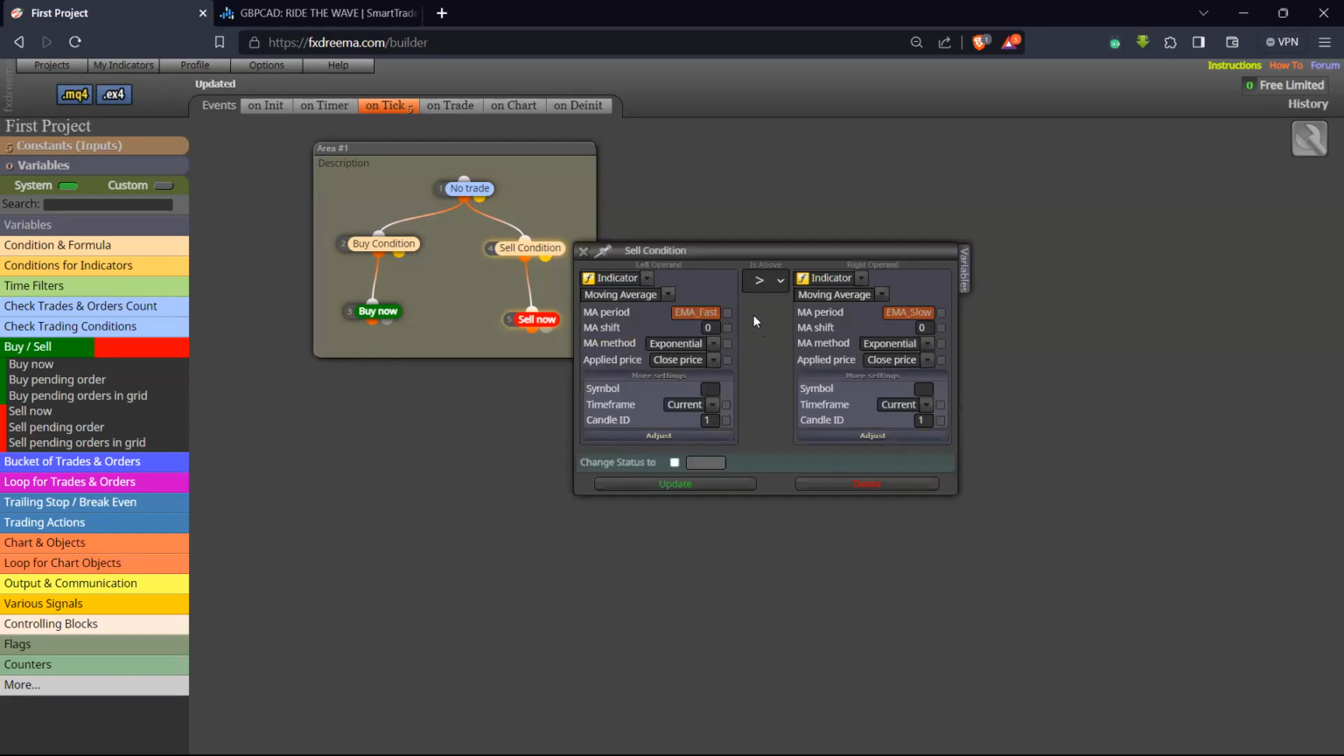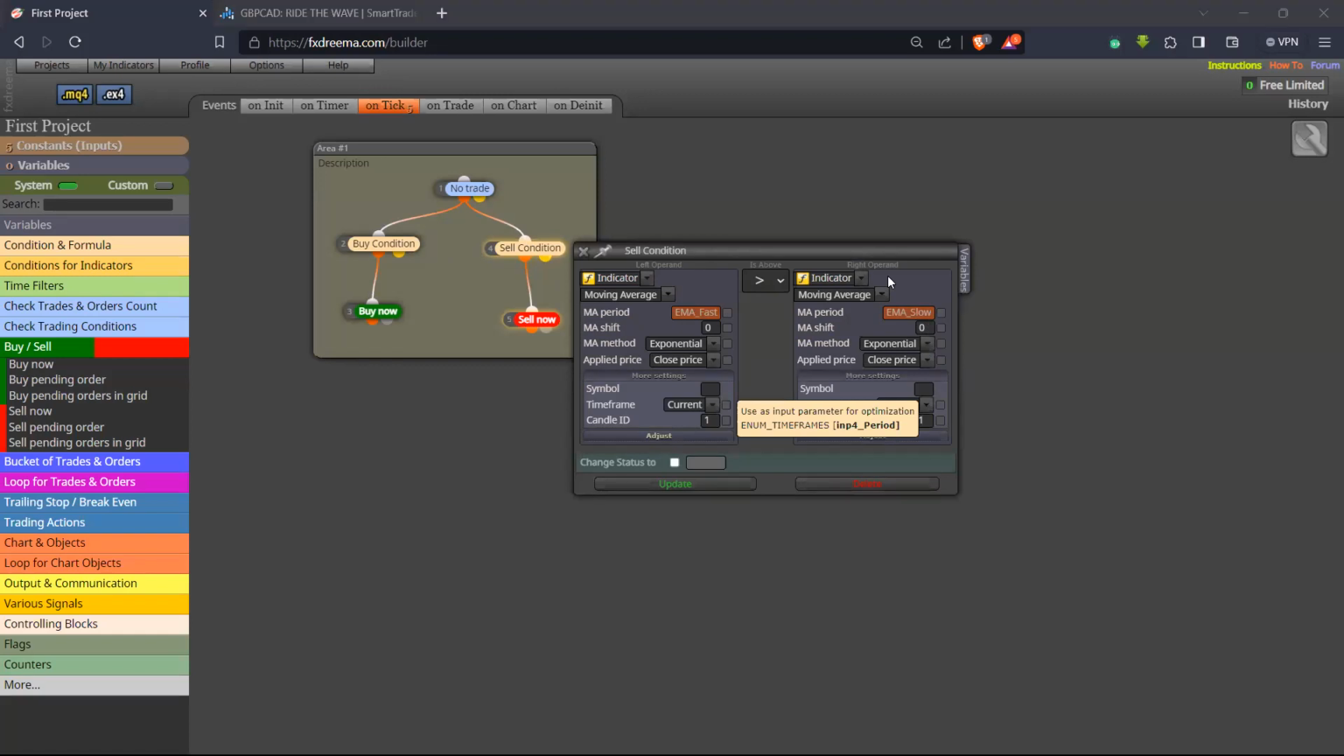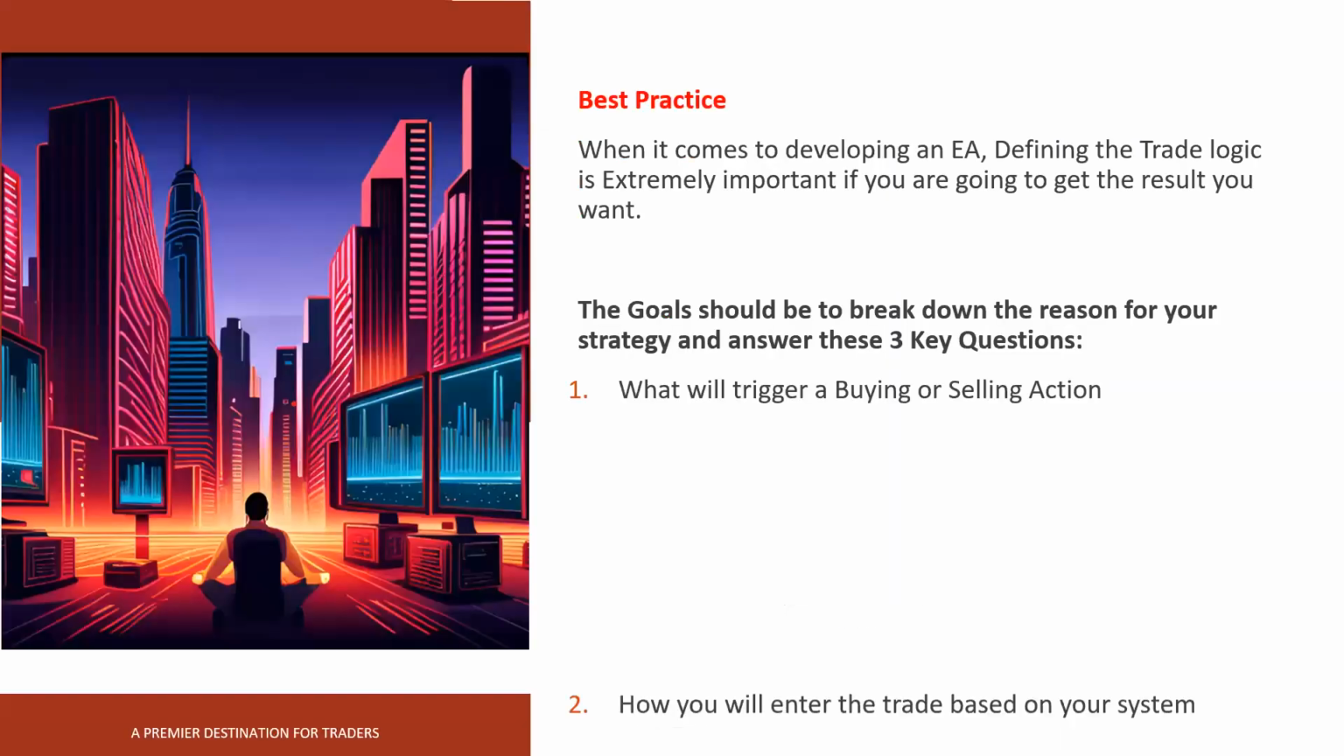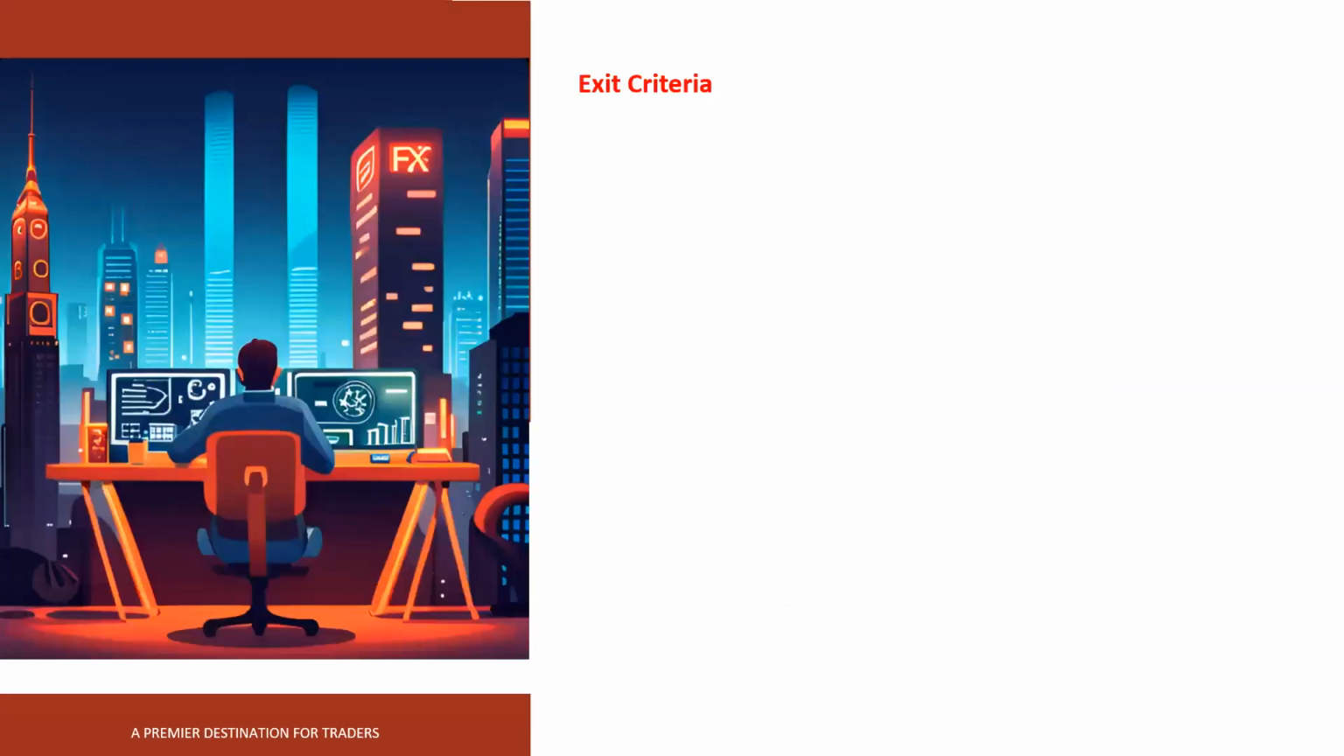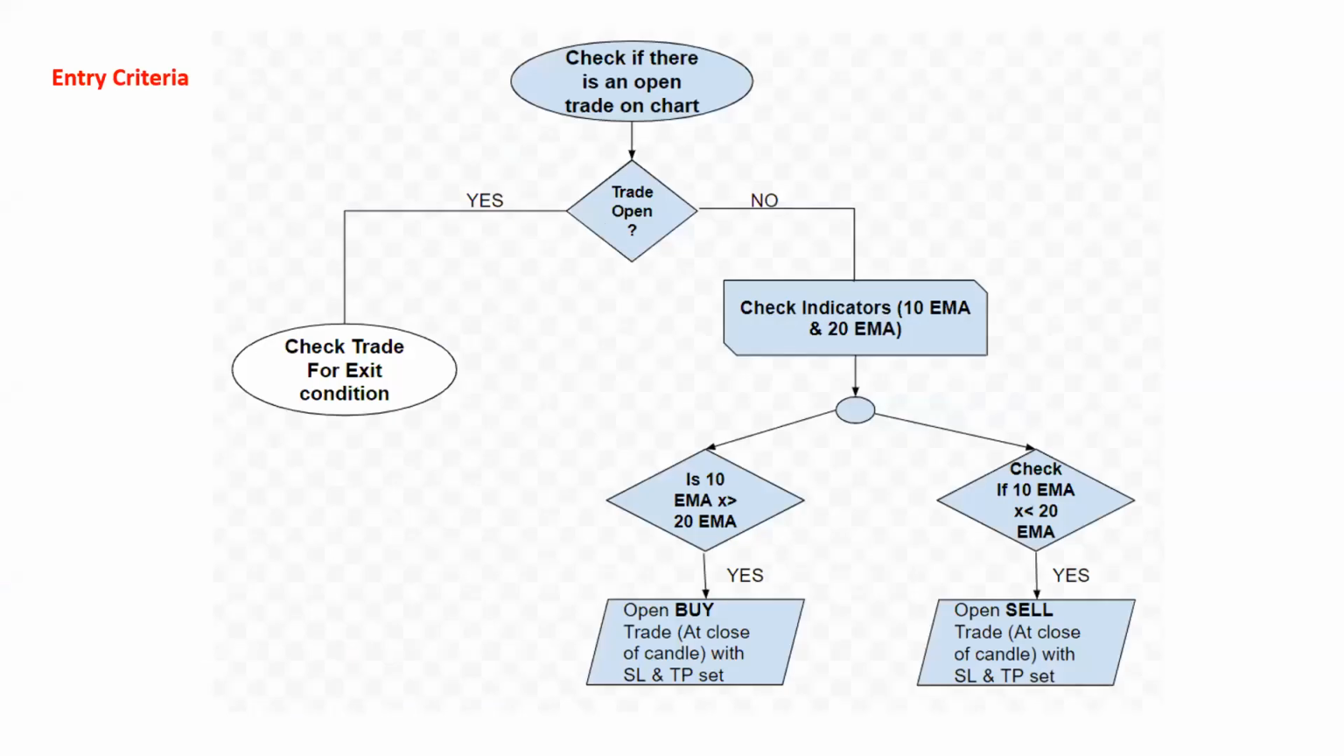Okay, so you can see the mistake here. We're checking if the fast moving average crosses above the slow. But for the sell condition, if I go back to our flow chart, where is that? Let me just quickly go over to it. Yeah, okay. So you can see our sell condition is supposed to be if the 10 exponential moving average crosses below the 20, right?